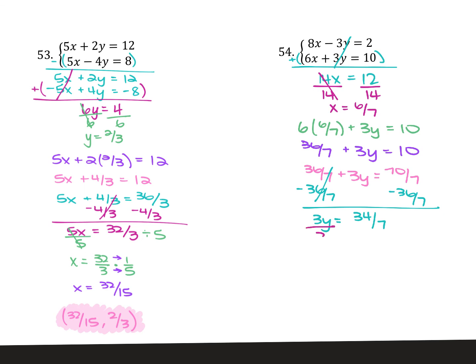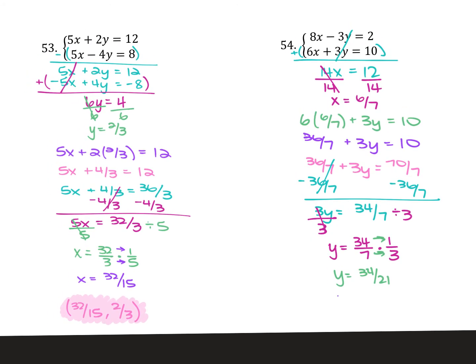From here, we're going to divide each side by the 3. So again, we're going to keep, change, flip. So y is equal to 34 over 7 times 1 over 3. 3 does not go into 34 evenly, so multiply straight across. This gives you y is equal to 34 over 21. You have an x, you have a y, put it into an ordered pair. This is just 6 over 7, comma 34 over 21.